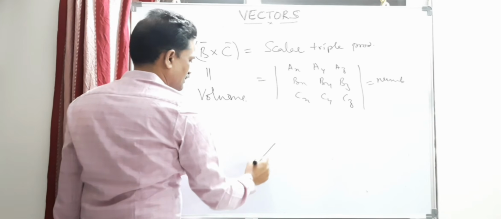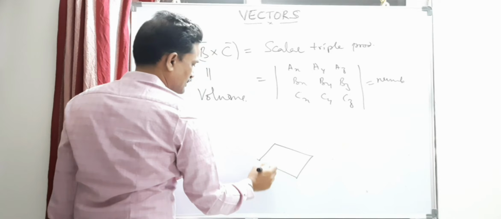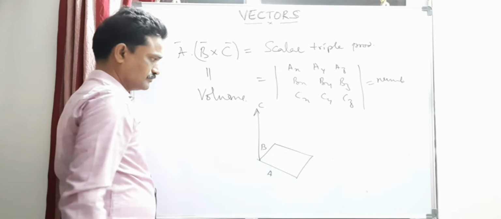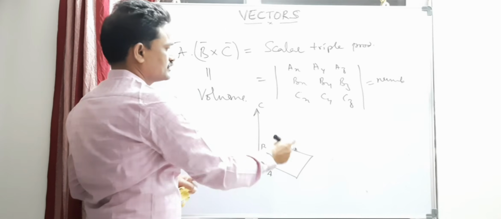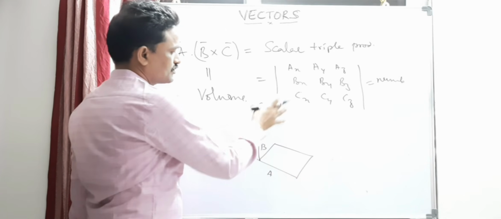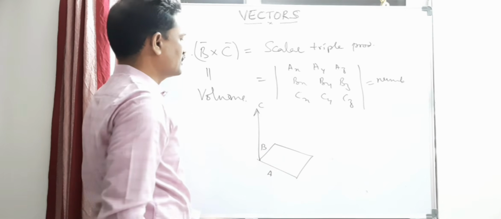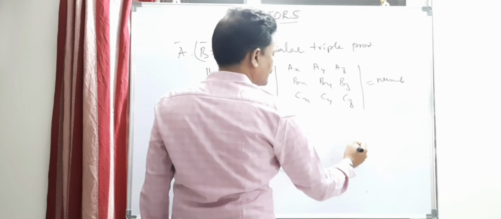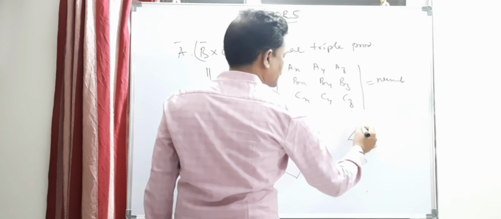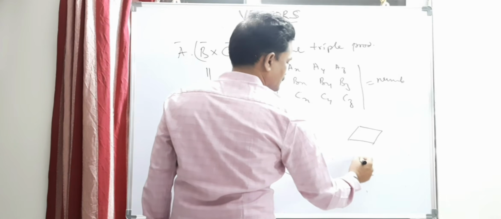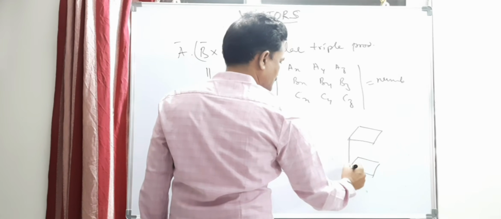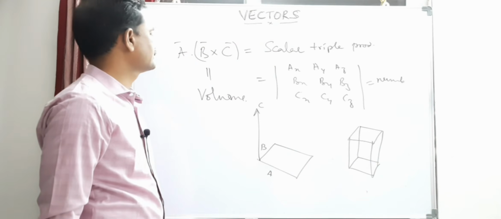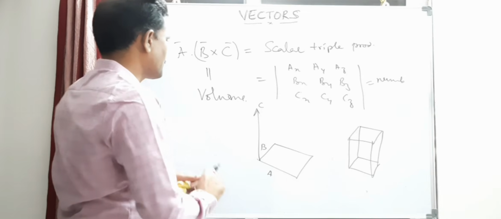That is, you have a parallelogram like this. One is A, another one is B. So this is C. So you have another one here. So you will get a cubical structure. A parallelepiped is just like a cube in three dimensions. In a three-dimensional diagram, you have to draw like this. This is called a parallelepiped. So this is scalar triple product.